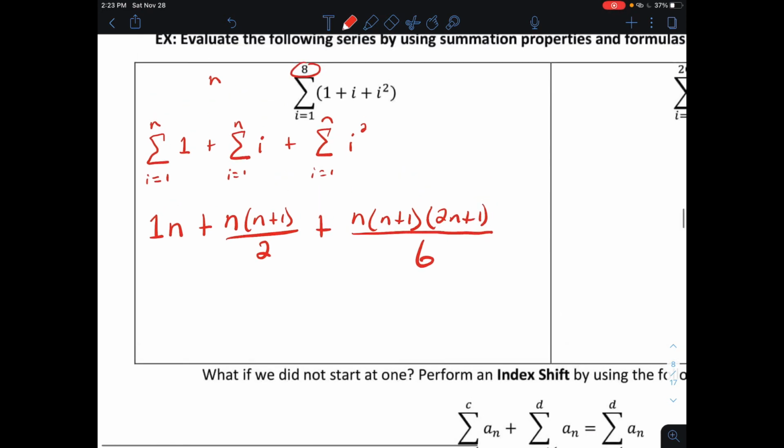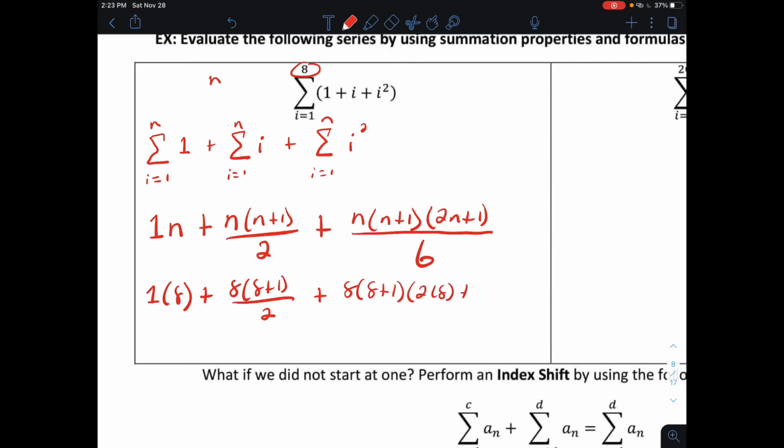Now we know that n is equal to 8, and so we'll make all of the n's equal to 8. So I have 1 times 8, plus 8 times 8 plus 1 over 2, plus 8 times 8 plus 1 times 2 times 8 plus 1 over 6. And then we evaluate that to get our sum, and we would get a sum of 248.